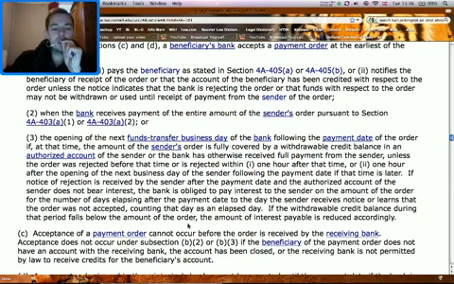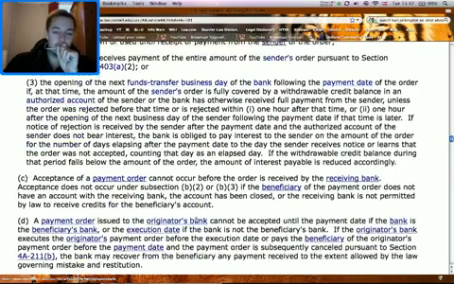If notice of rejection is received by the sender after the payment date and the authorized account of the sender does not bear interest, the bank is obliged to pay interest to the sender on the amount of the order for the number of days elapsing after the payment date to the day the sender received notice or learns that the order was not accepted, counting that day as an elapsed day. If the withdrawable credit balance during that period falls below the amount of the order, the amount of interest payable is reduced accordingly.